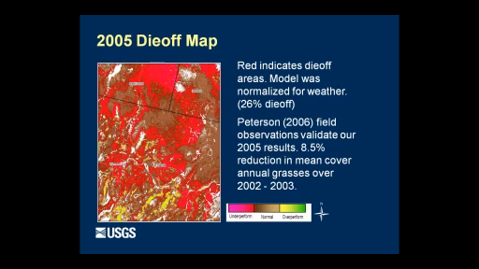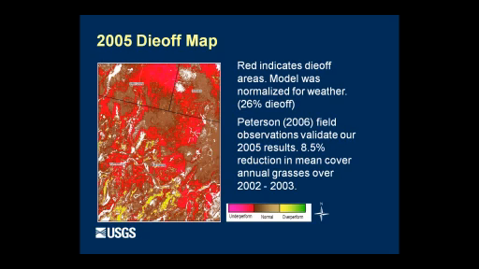It looks like this. This is our 2005 die-off map, or our ecosystem performance anomaly map, which shows a lot of underperformance. The red indicates die-off areas. And again, this model is normalized for weather. In fact, 26% of the area our model estimates is die-off or underperformance. This made us pause because this map is much redder, shows a significantly greater amount of die-off than any of the other maps that we generated.